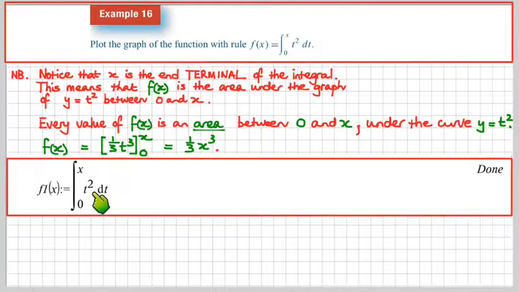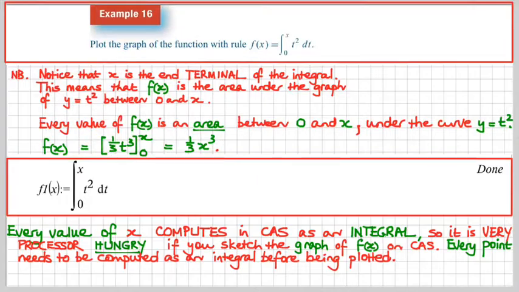You notice I used the dummy variable though. If I didn't use t or p or q or r or anything else that I like, r squared dr or p squared dp or whatever, if I used x in there, the calculator would freak out. I wouldn't get any further and I would just get error messages and general upset from the calculator. Now, as I've said, every value of x computes in the CAS as an integral, so it's very processor hungry. If you sketch the graph of f of x on CAS, every point needs to be computed as an integral before being plotted.